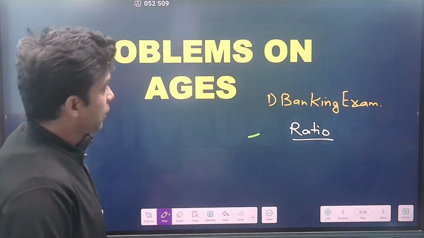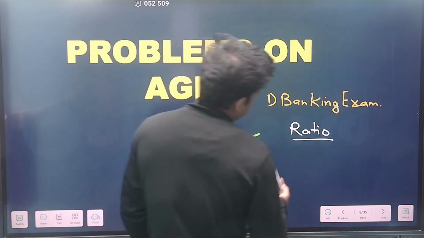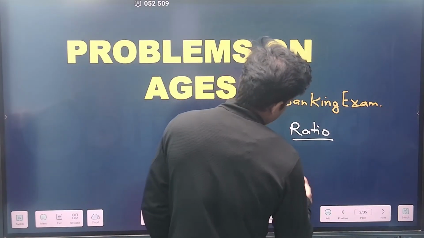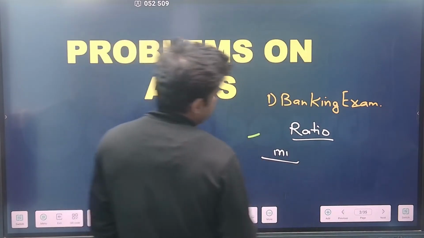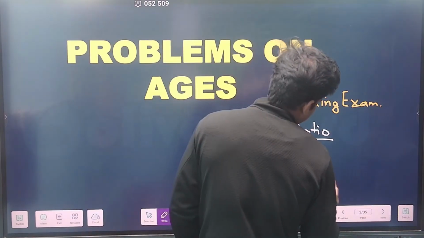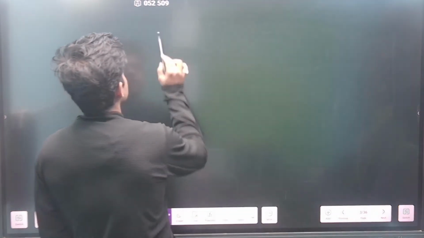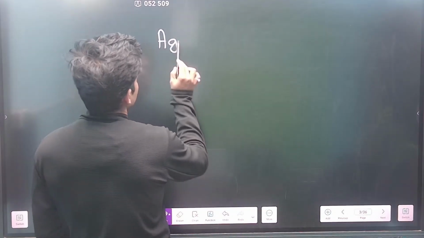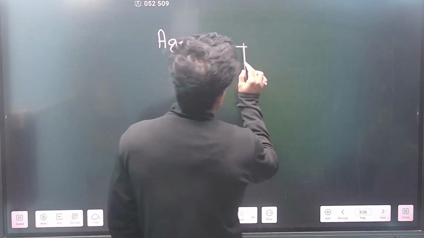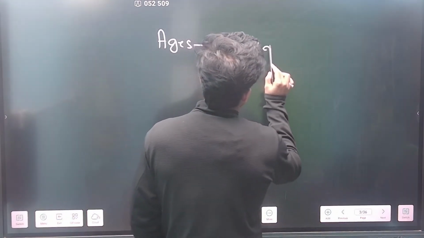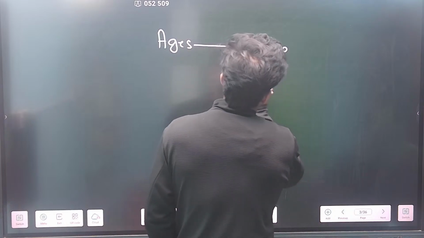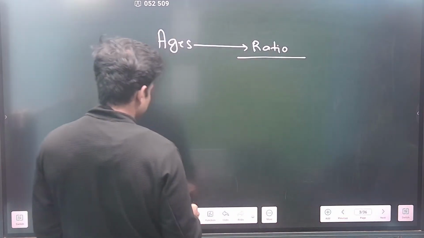So I will be guiding you with two methods. Method one would be the normal method, and method 2 will be the Aman mantra. Again I am saying, if you want to note it down, you can: ages is basically a part of ratio. I will be solving this part with the two methods.